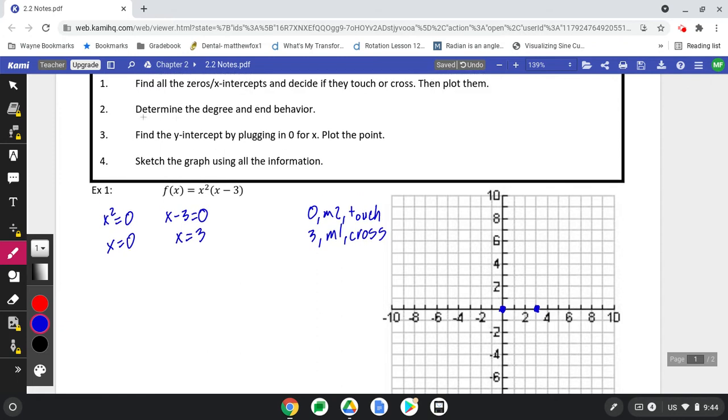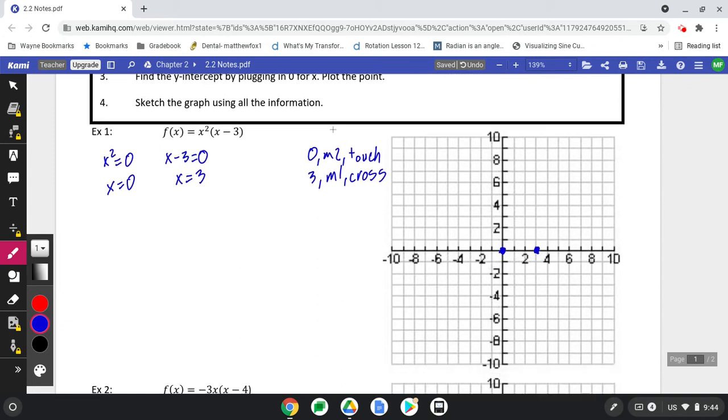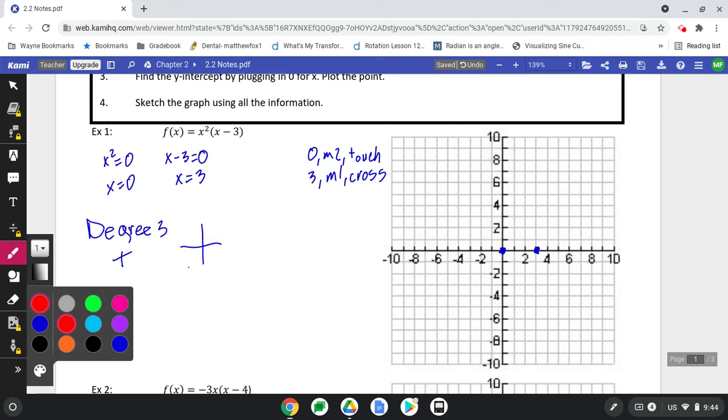Okay, now, step 2, it says determine the degree and the end behavior. Our degree, we look, there's 2 from this, 1 from that, so 2 plus 1 gives us 3. So degree 3, we decide is it positive or negative. In our case, both of the x's have a 1 in front, which is positive. So positive times positive stays positive. So we know degree 3, so it will start low, it will end high, because it is positive and it is odd.